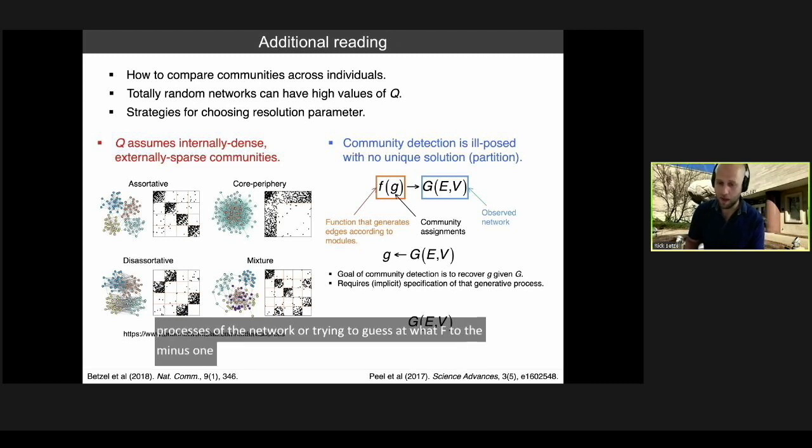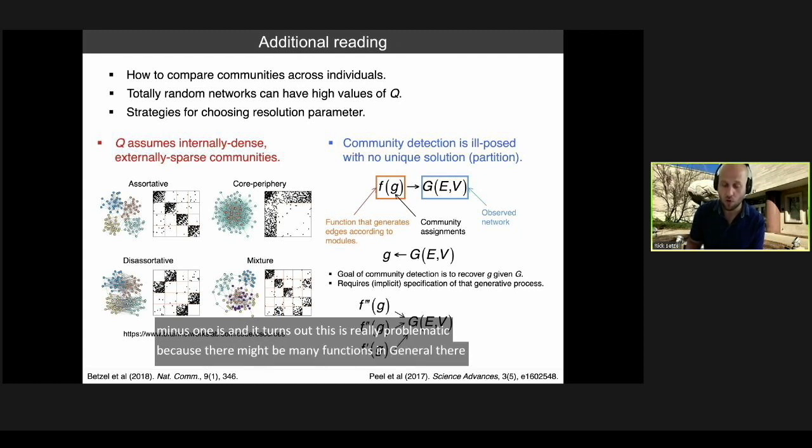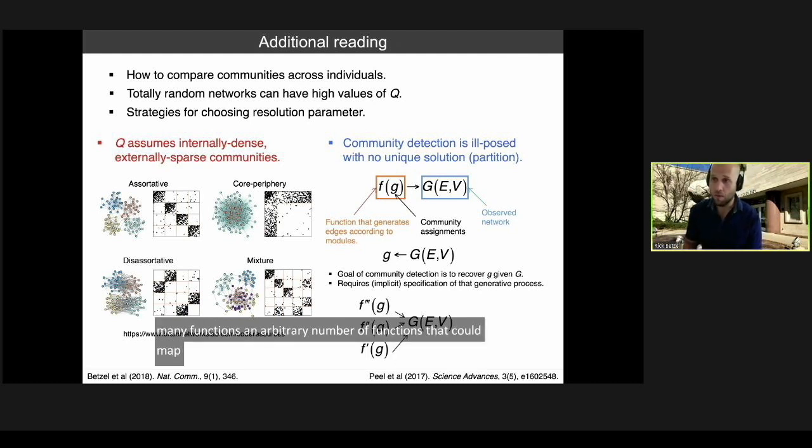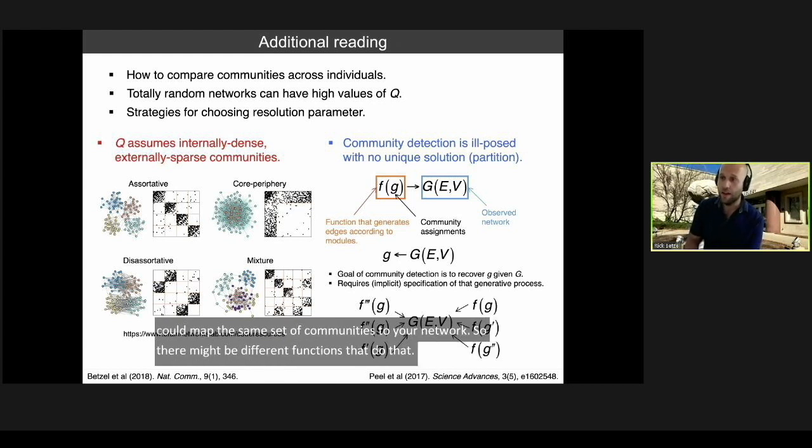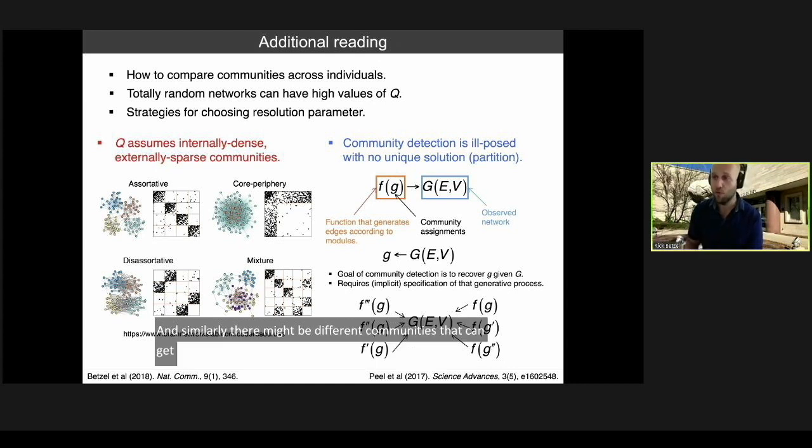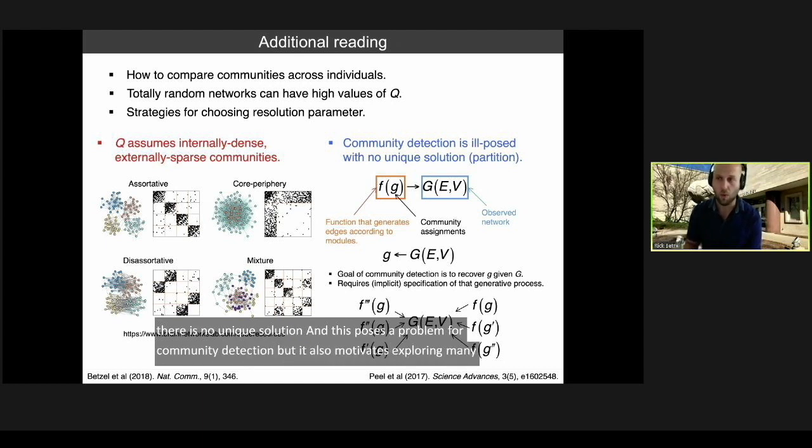And it turns out this is really problematic because there might be many functions, and in general there are an arbitrary number of functions that could map the same set of communities to your network. So there might be different functions that do that. And similarly, there might be different communities that can get mapped to give the exact same observed network. So there is no unique solution. And this poses a problem for community detection, but it also motivates exploring many different methods. So again, here we focused on modularity maximization and talked a little bit about InfoMap. But if you want to do a really good job, you should not limit yourself to those two and consider others as well.